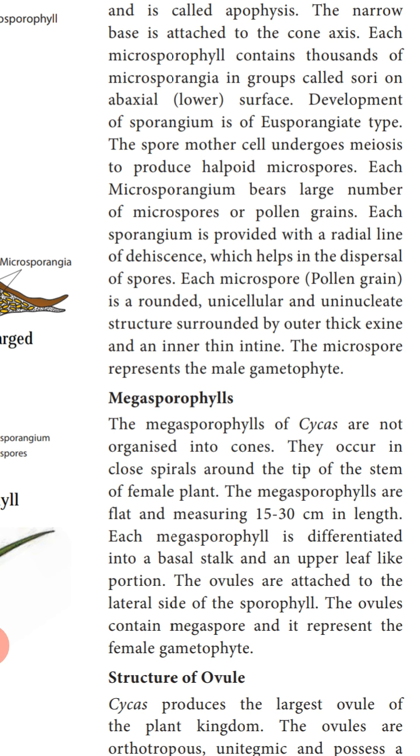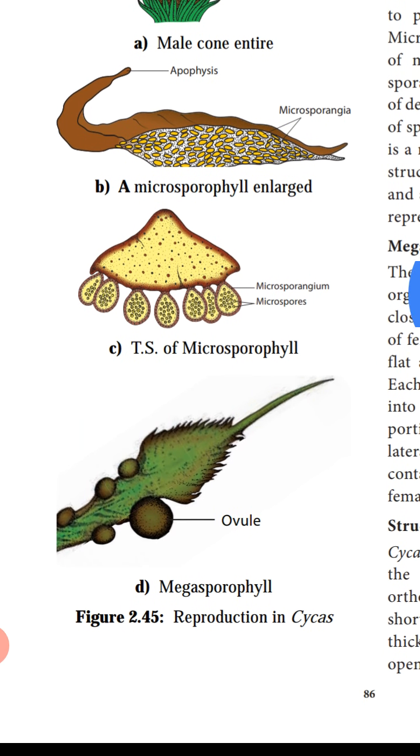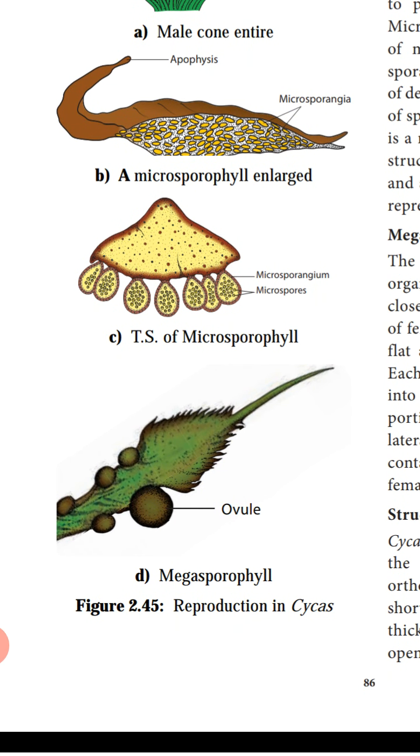Now here you can see the diagram of the megasporophyll. In the sides of the sporophylls, in the sides of the leaves, you can find these ovules present. An important feature of this ovule is that the ovule of Cycas is the largest ovule in the plant kingdom. It is the largest ovule in the plant kingdom. So this is the megasporophyll.